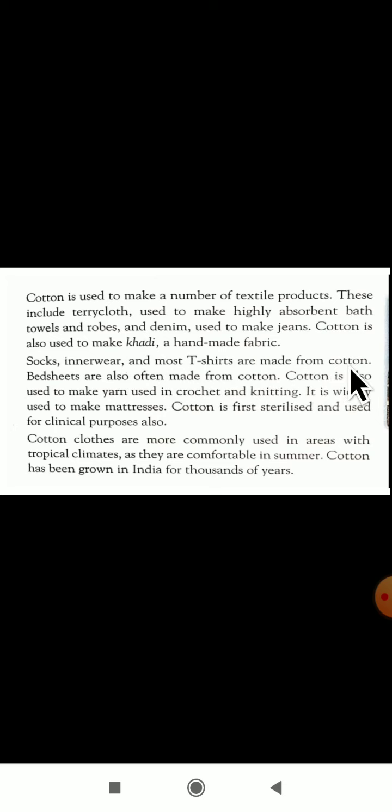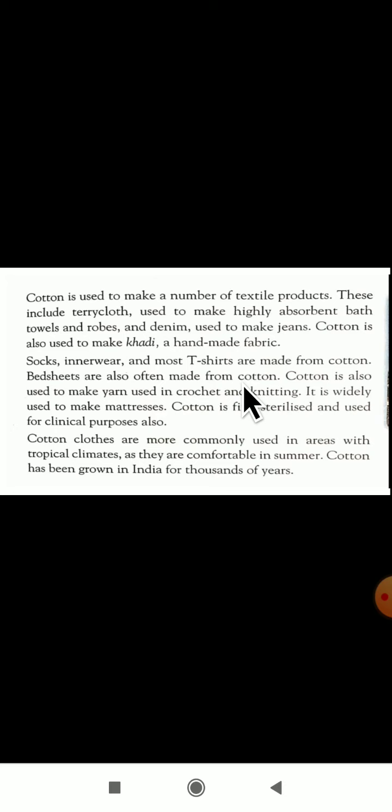We are using cotton for socks, for innerwear, and even for t-shirts. Yes, in t-shirts also we are using the cotton here. Bed sheets are also often made from cotton only. Yes, we are using bed sheets for the beds. Okay, those bed sheets are also made from what? They are also made from cotton here.